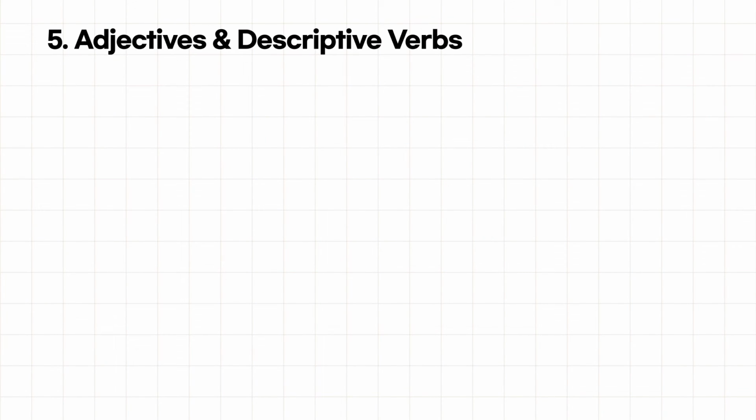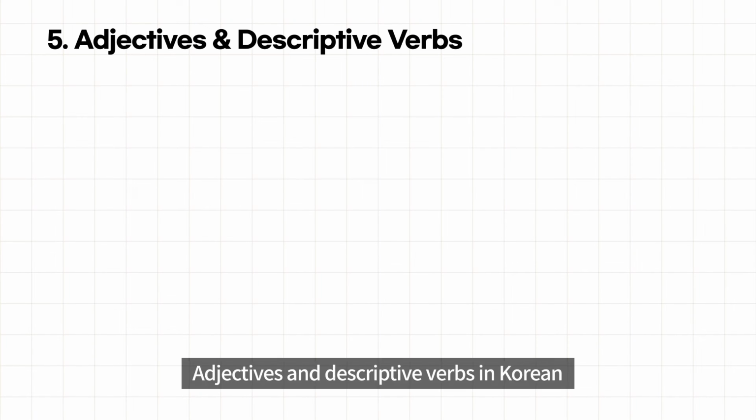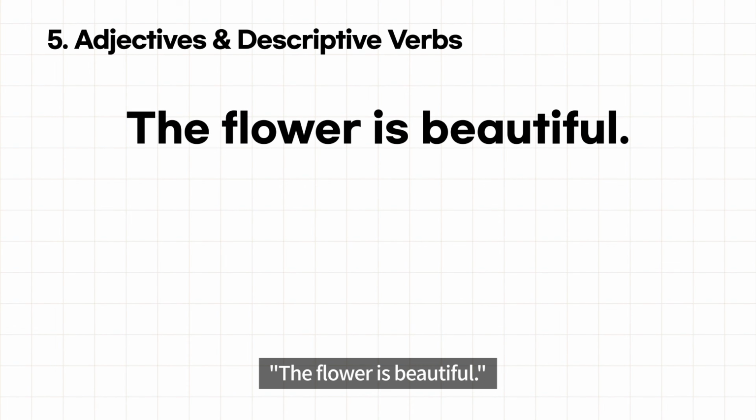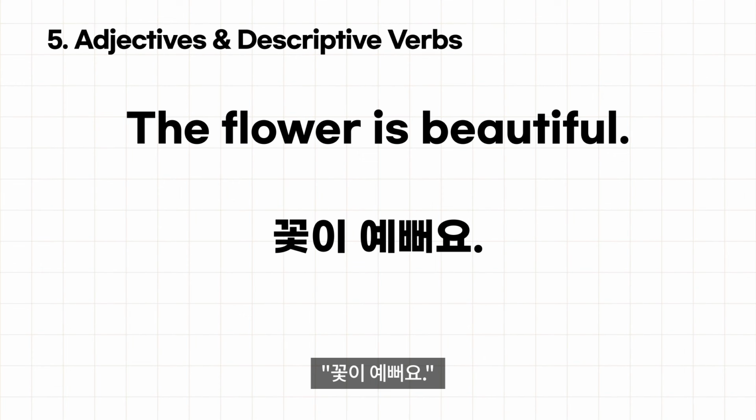Number 5. Adjectives and descriptive verbs. Adjectives and descriptive verbs in Korean can also function as verbs. Let's see some examples. The flower is beautiful. 꽃이 예뻐요.